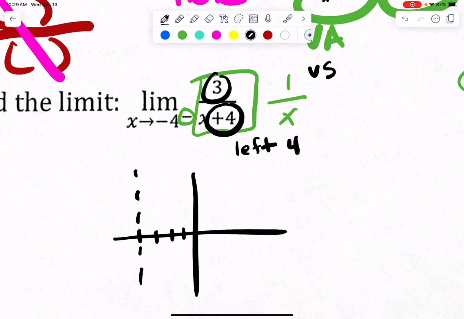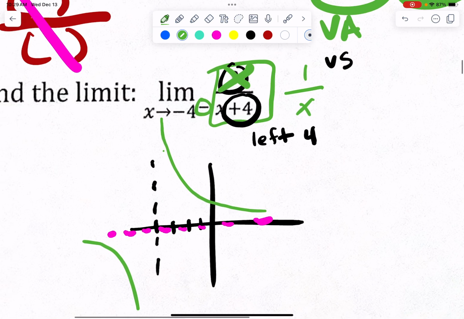So my VA is going to be here, and my HA is going to be here. So the function will look like this, and the fact that it's vertically stretched means it's taller. So it's going to be more of a C and less of an L. But that's not going to change my limit, okay? So I don't really even worry about the 3 because that doesn't change it. That only changes the curvature of it, okay?